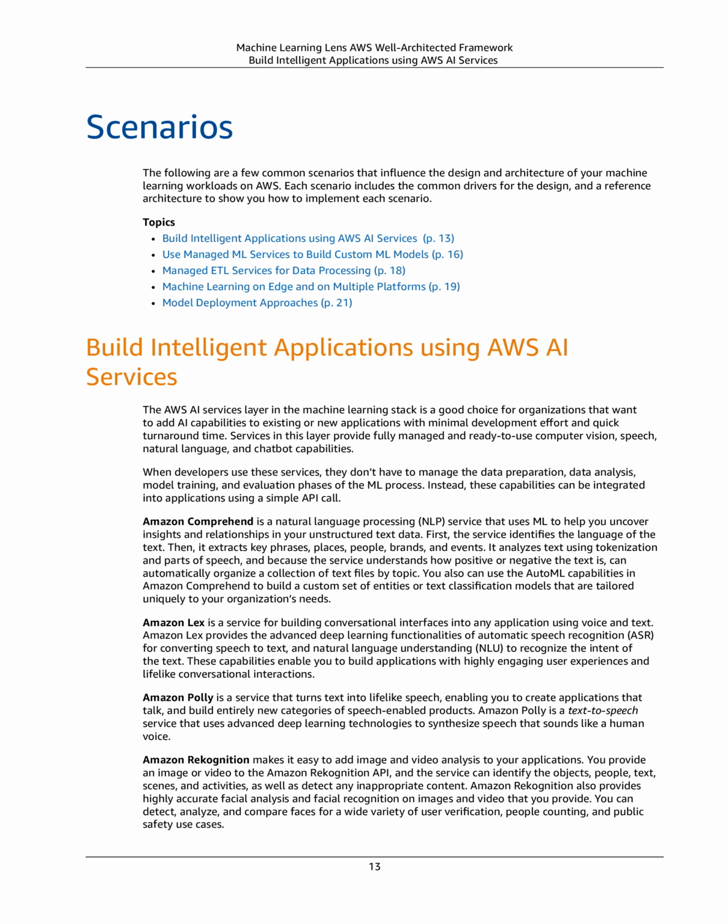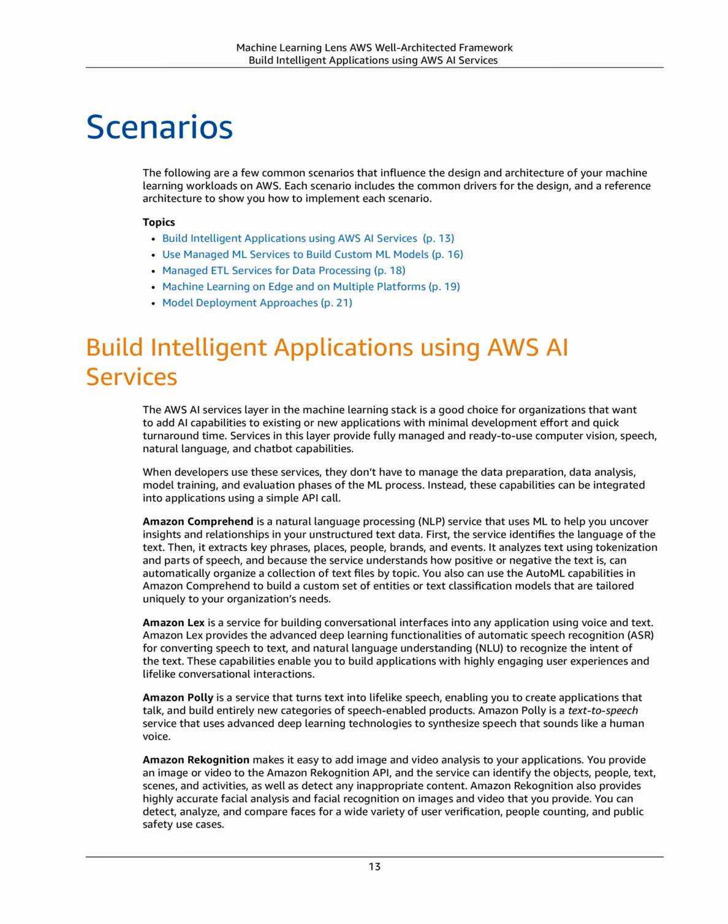Amazon Polly is a service that turns text into lifelike speech, enabling you to create applications that talk, and build entirely new categories of speech-enabled products. Amazon Polly is a text-to-speech service that uses advanced deep learning technologies to synthesize speech that sounds like a human voice. Amazon Rekognition makes it easy to add image and video analysis to your applications.